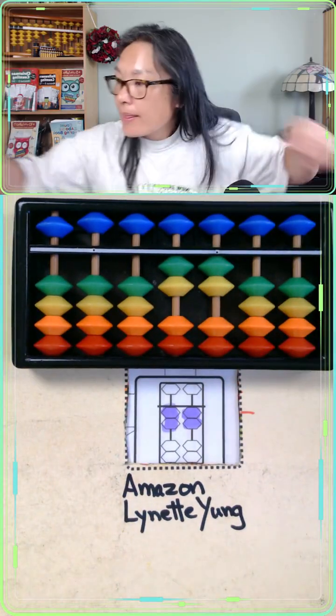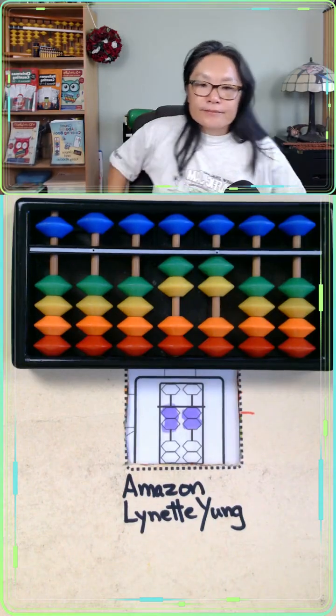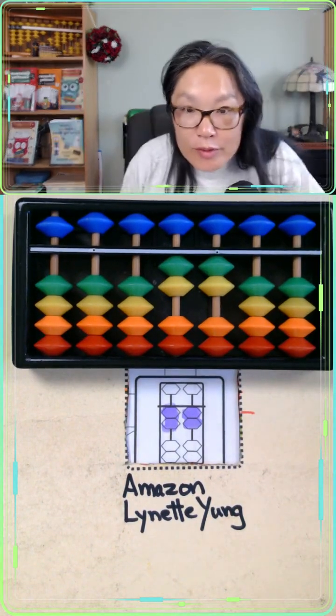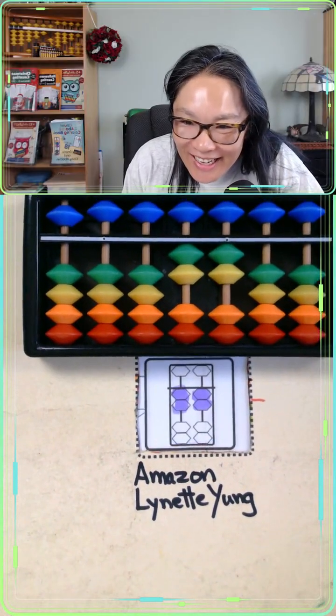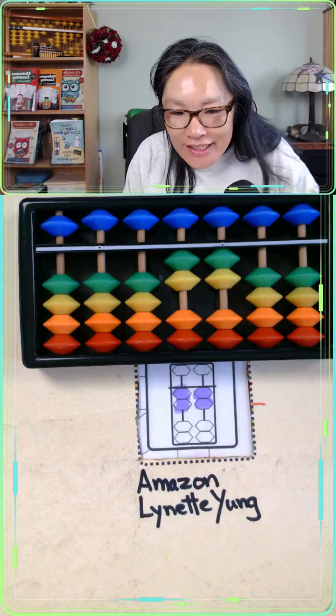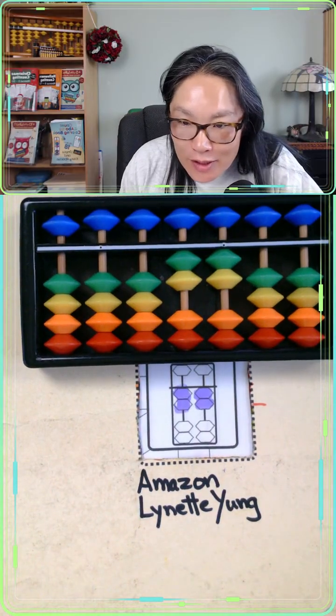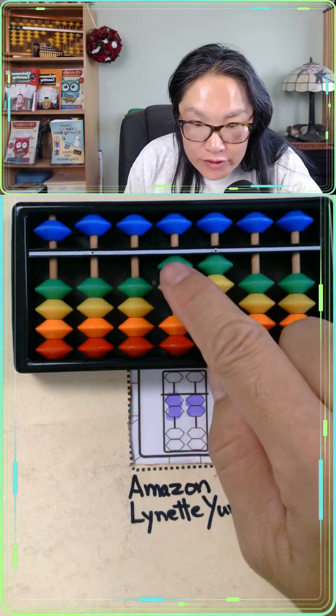There we go. What number do we have? Wow, it's only 2 people in the room. How are we doing? What number do we think? Thank you, Jeremiah. It is 22. We have a 2 and the 2.